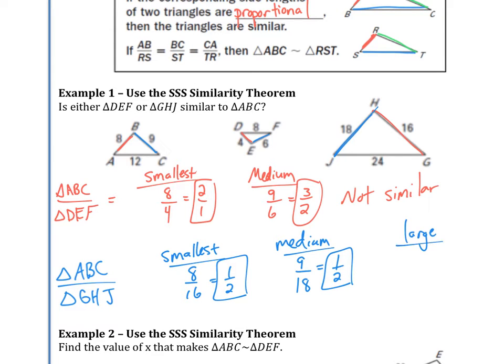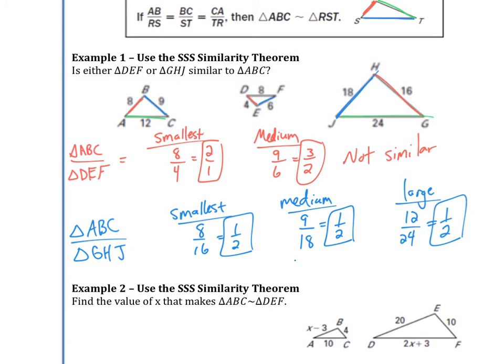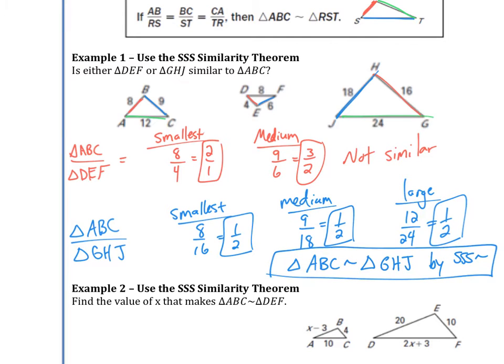And then we have to do the large side. AC is 12 and JG is 24. And this also reduces down to 1/2. So what we found out is triangle ABC is similar to triangle GHJ by side, side, side similarity. The three sides are proportional. All three pairs of sides are proportional in the smallest and biggest triangle.